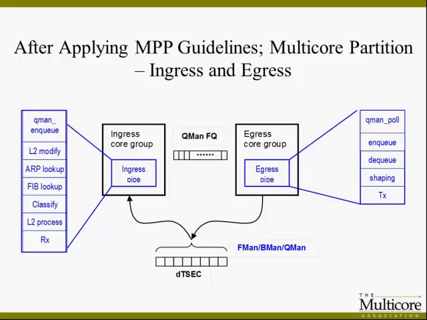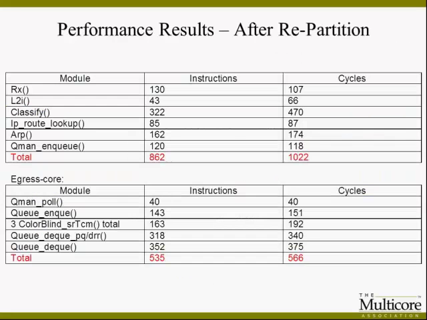After applying the MPP guidelines, the multi-core partitioning changed a little bit as far as the Ingress and the Egress. By identifying those bottlenecks, following the guidelines, iteratively going back, we repartitioned some of the application onto the Ingress and Egress core groups. We still leverage the frame manager, the buffer manager, and the queue manager, but we were able to repartition the application in such a way that we got a better balance across the different Ingress and Egress core groups. And as a result of this, after the repartitioning, the cycle count has gone down.